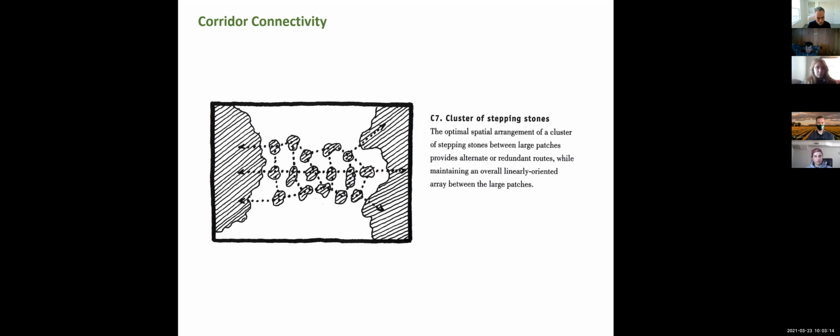So when you have lots of these smaller stepping stones, they're creating a field that allows for essentially a network for organisms to pass through, so that if for some reason it's too dangerous to move from one patch to another, they have multiple options of how to get through that network to access the resources in the larger patches on either side.